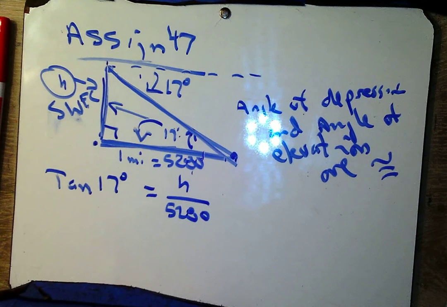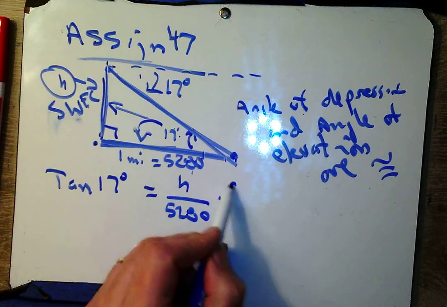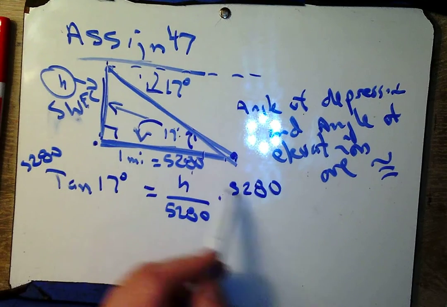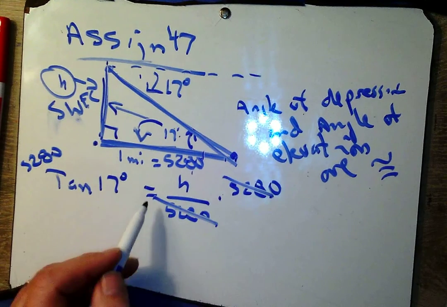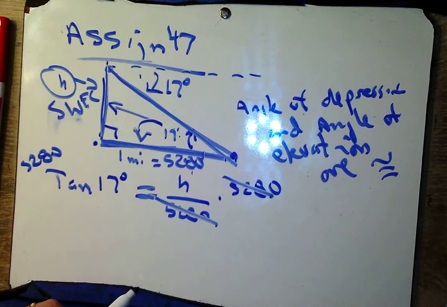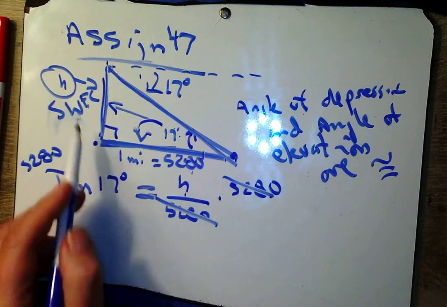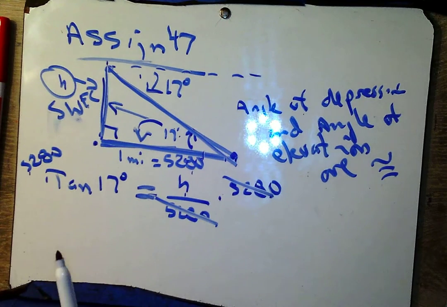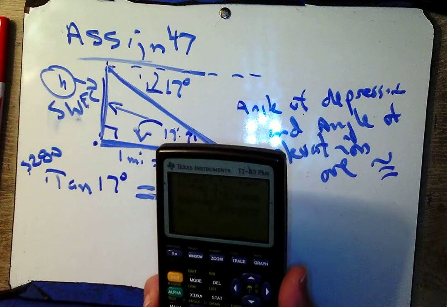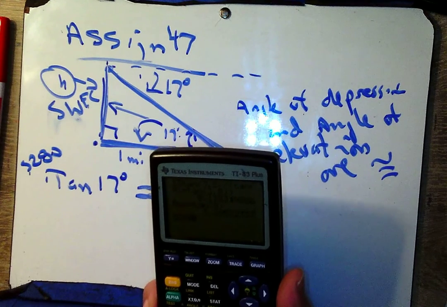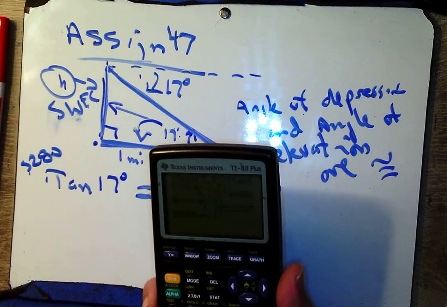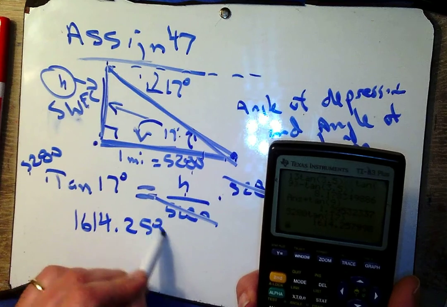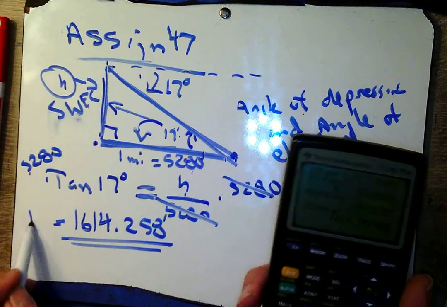And so how will I solve that equation for height? That's right. I'm going to multiply both sides by 5,280, just like I said before, to clear out that denominator. We can do that when we have an equal sign and when we're solving. So h, the height of the building, is 5,280 times tan 17. Okay, so 5,280 tan 17, and I end up with 614.258 feet for h.